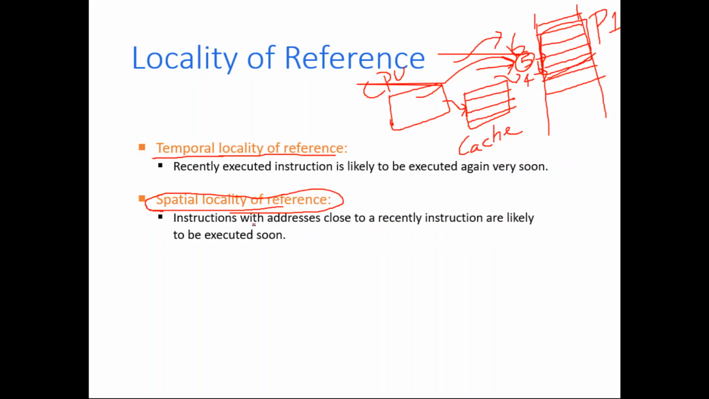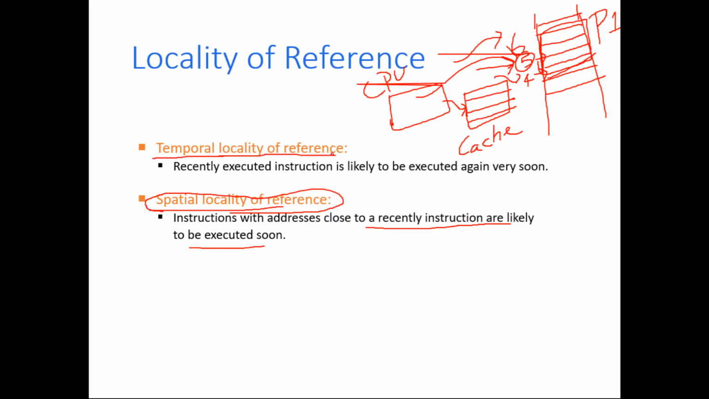So instructions with addresses close to recently executed instructions are likely to be executed soon. Currently if you execute the instruction at address 5, then it is highly likely that you may execute the nearby address 4 or 6 or 7. That is the reason why the memory unit picks up the entire block and keeps it in the cache memory. So this concept is called spatial locality.